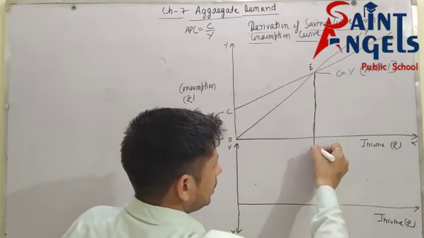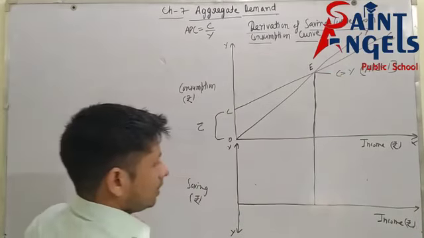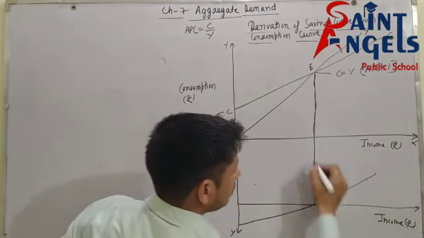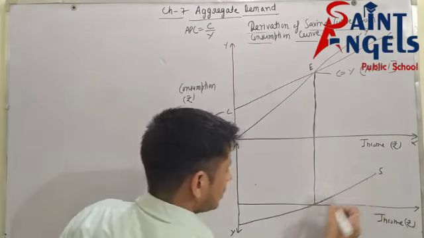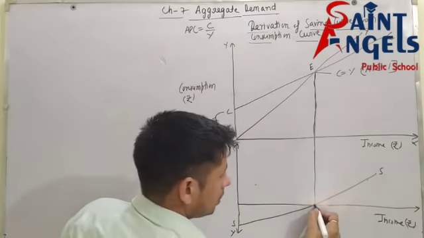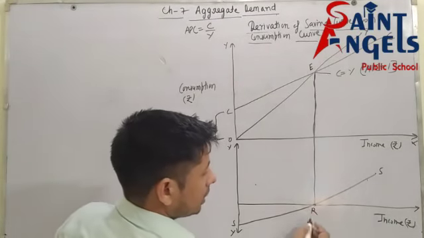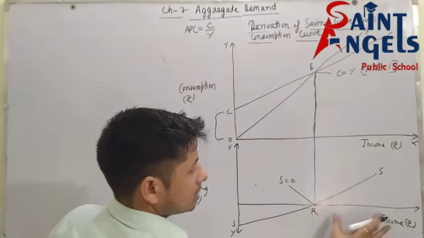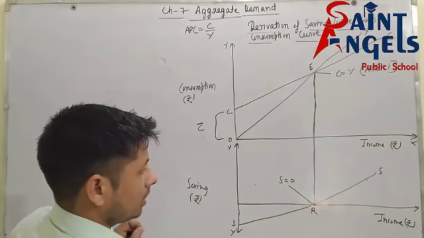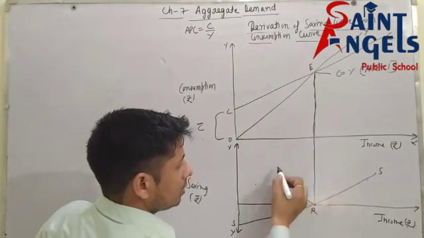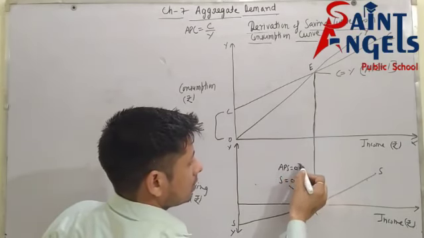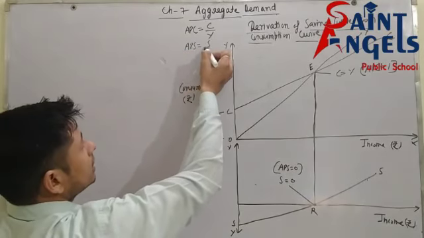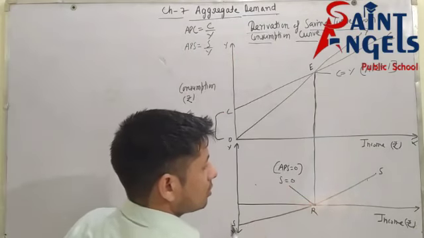See, now please draw a line from point E. Now draw the saving curve, which passes through this line. This is the saving curve. Now this is point R. At point R, saving is 0. This is the x-axis and this is the y-axis, and saving will be 0 at point R. So APS will be 0, because you know the formula of APS is S divided by Y, and saving is 0, so APS is equal to 0.